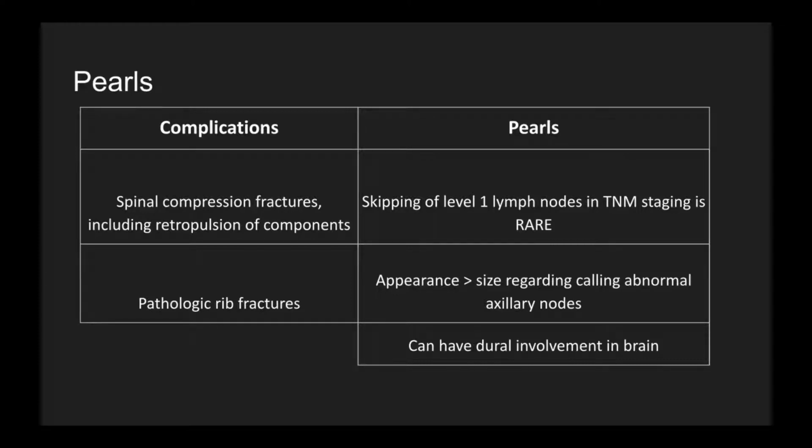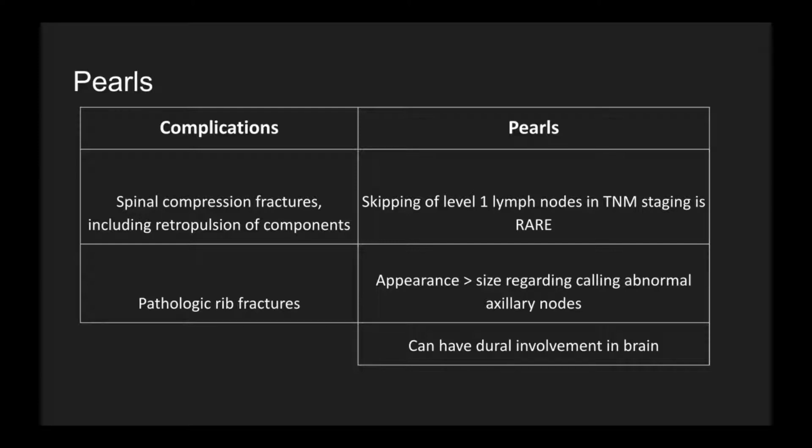Because breast cancer affects older women who likely have some degree of osteoporosis or osteopenia, I try to look for pathologic fractures of the spine. And I include retropulsion of the components, because that can actually affect the spinal cord if I do see it. Next thing I think about also is pathologic rib fractures specifically, because that's what can cause a lot of pain and can explain a patient's chest wall pain.